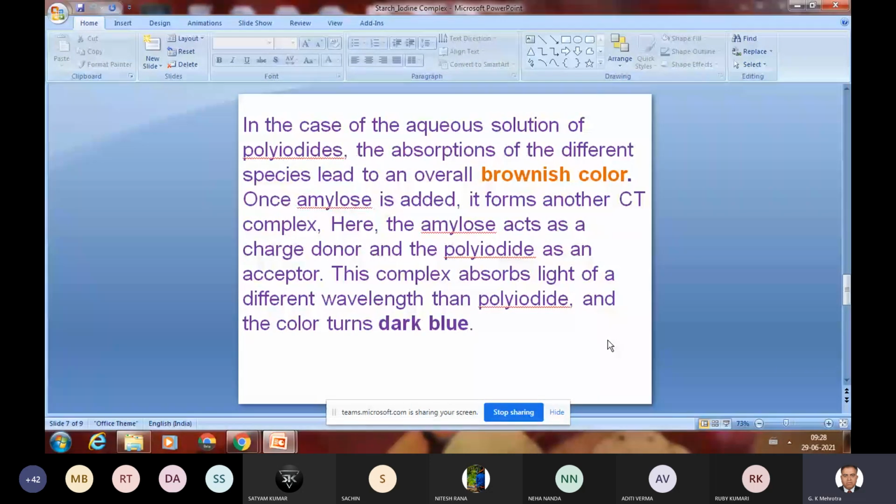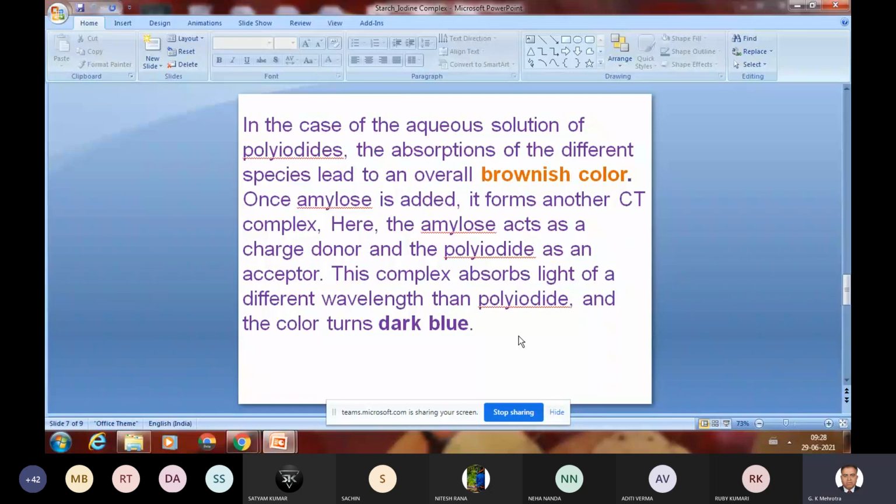Once amylose is added, it forms another charge transfer complex. Here the amylose acts as a charge donor and the polyiodide acts as an acceptor. Again, further complexation within the iodine and iodide ions, and further iodide ions form a charge transfer complex with amylose. This complex absorbs light of a different wavelength than polyiodide, and the color turns dark blue.